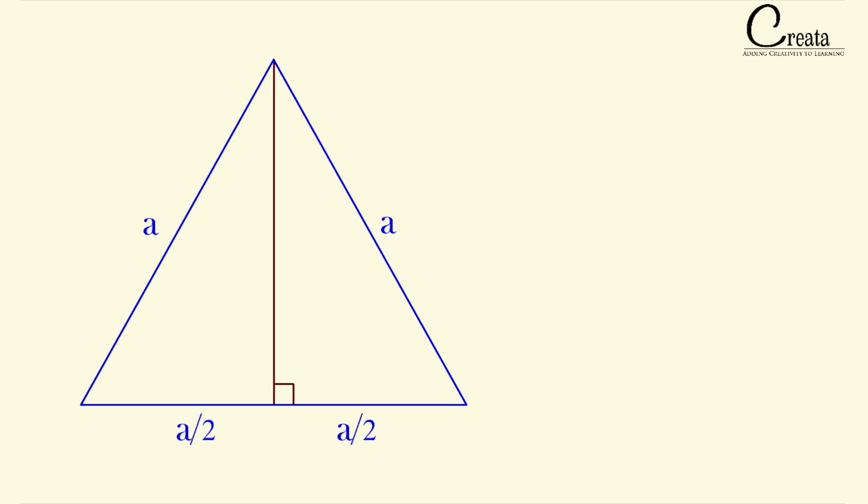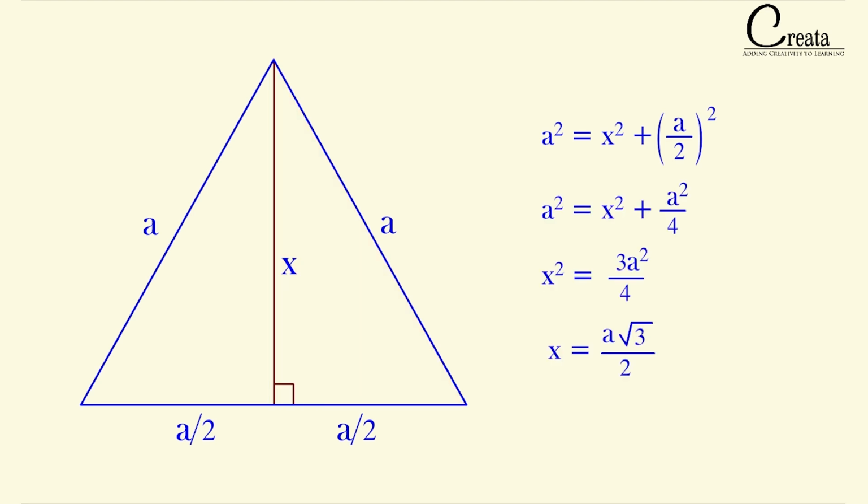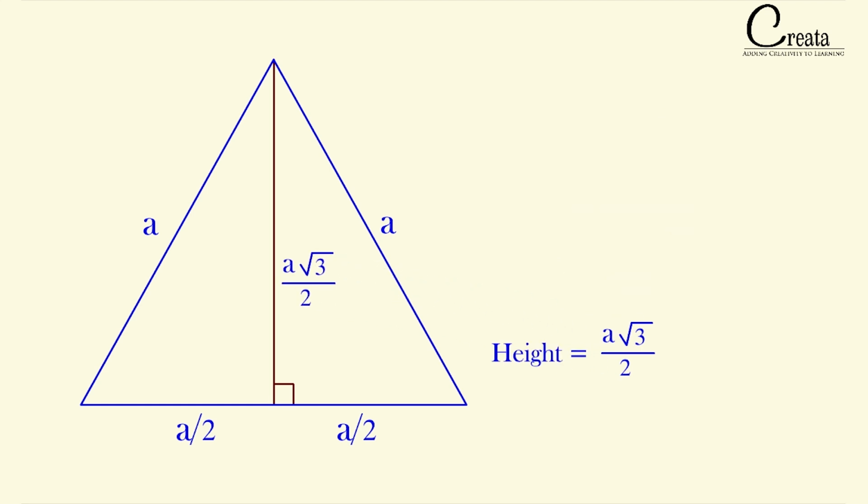If we assume the height of this triangle as x, can we apply the Pythagoras theorem in this triangle? We get A square is equal to x square plus A by 2 whole square. On solving, we get the height of the triangle as A root 3 upon 2. This is the formula of height for an equilateral triangle. Or in other words, this distance, A root 3 by 2, is the length of all the line segments of the triangle, because in an equilateral triangle, all the line segments are the same.